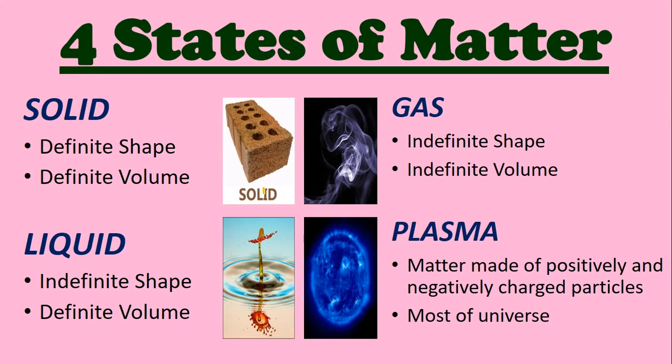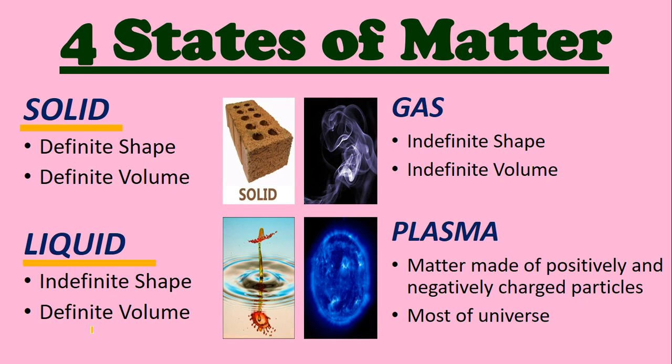And speaking of matter, there are four states of matter. Solid, liquid, gas, and plasma. A solid state of matter has a definite shape, definite volume. Like this brick over here, we know its shape, we know its volume. If we take a brick off of one table and place it on another table, it's still going to have its same shape. And we can figure out the volume of it by length times width times height.